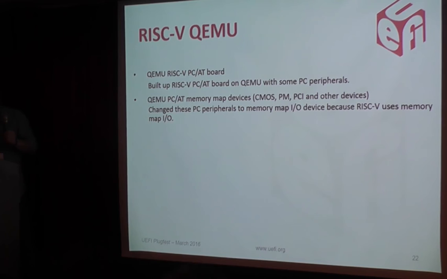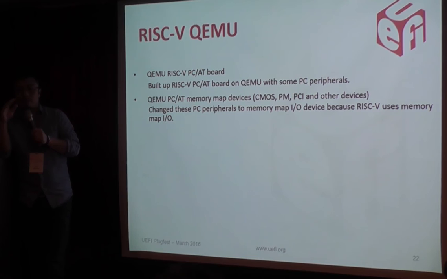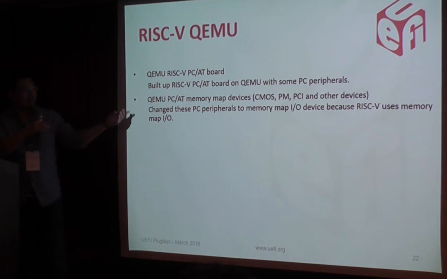The RISC-V people do have their own QEMU, but it is very simple and only supports text mode. I think it is a bootloader with keyboard support. But in order to prove RISC-V on UEFI on EDK2, we use the PCAT board for RISC-V. Because RISC-V is memory mapped, we changed some QEMU components, like the PCI bus driver, to memory map, and also RTC, power management and USB. Everything is memory mapped.